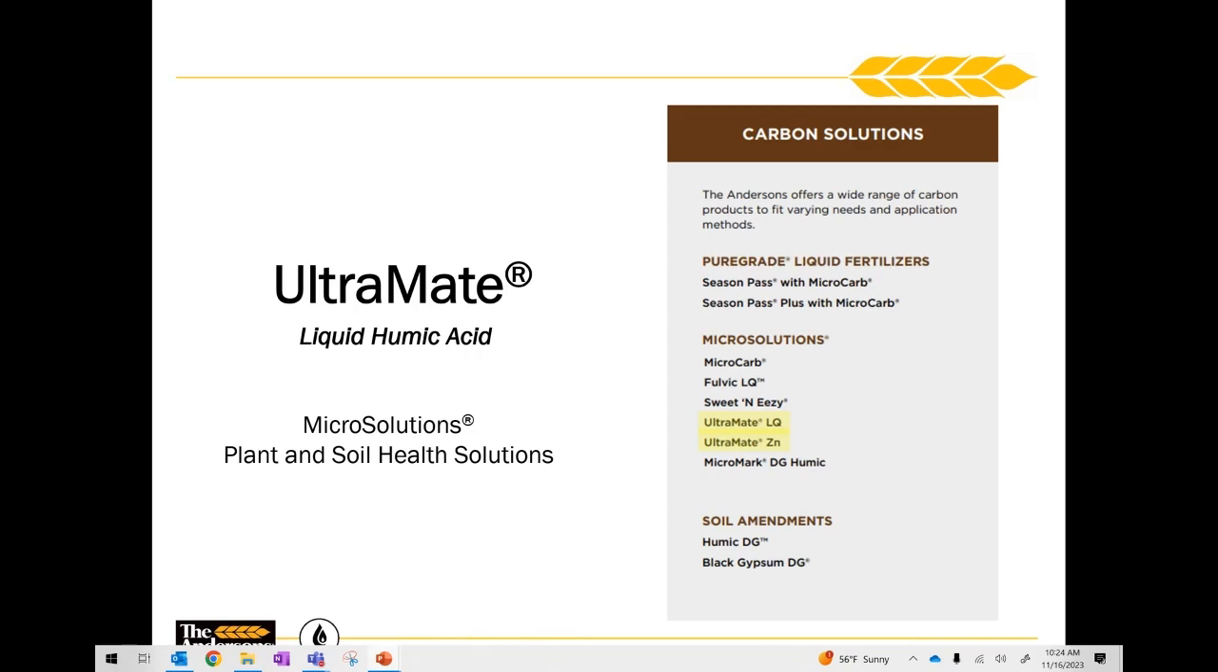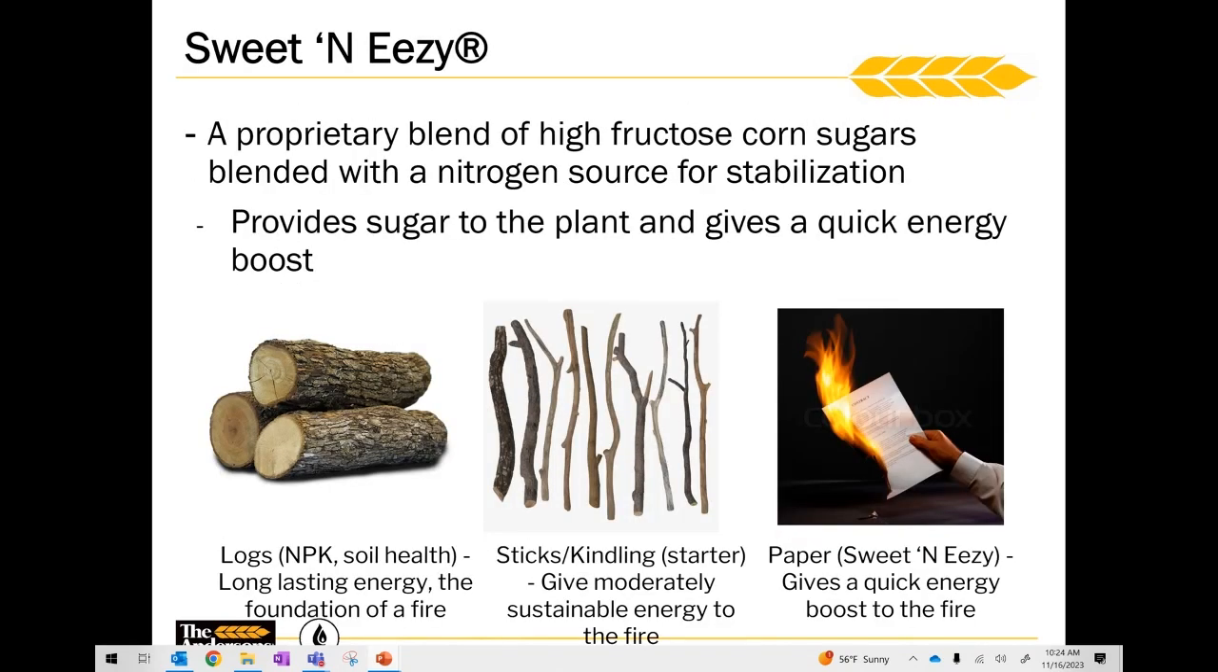Good, thanks, Jessica. I'm going to go back just a couple slides because I like to use this starting a fire analogy to kind of give you a little bit of a variation difference in terms of placing a humic and a fulvic acid. So if you think about the same thing that Jessica talked about, Sweet and Easy giving us that nice quick burst and being the paper to start the fire, think of your fulvic acids as being that kindling or those sticks.